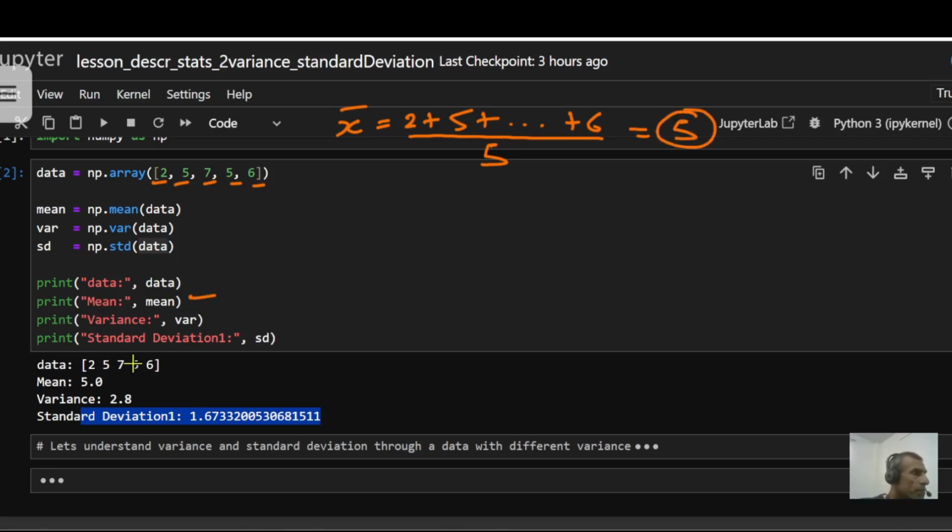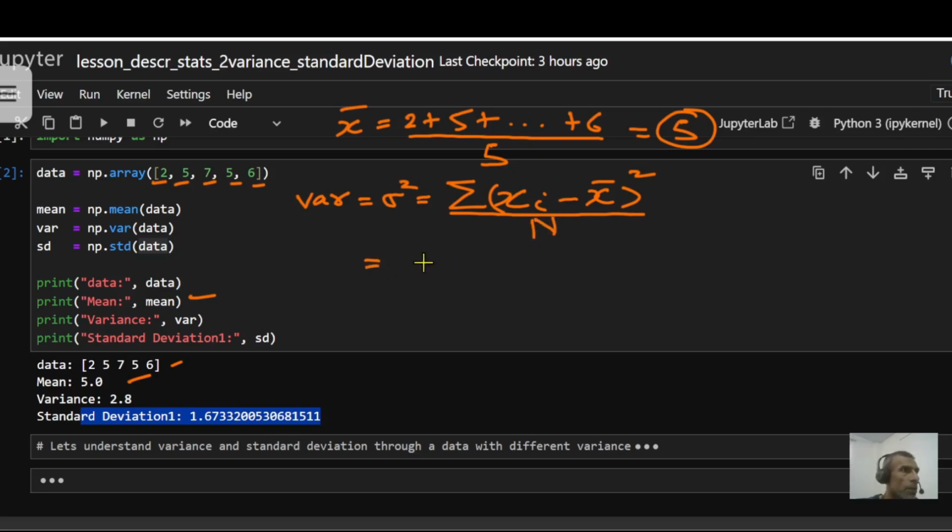Variance, on the other hand, is calculated a little differently. The formula for variance is sigma squared, and the formula is like this. You iterate over each xi and subtract your mean, and then you square each one of the elements, and you divide by the total count. So in this case, this is going to be equal to 2 minus 5, because that's my mean value, right? Then you start with 5.